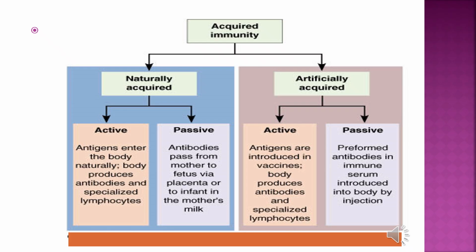In artificially acquired active immunity, antigens are introduced in vaccines, and the body produces antibodies and specialized lymphocytes. In passive, preformed antibodies in immune serum are introduced into the body by injection.